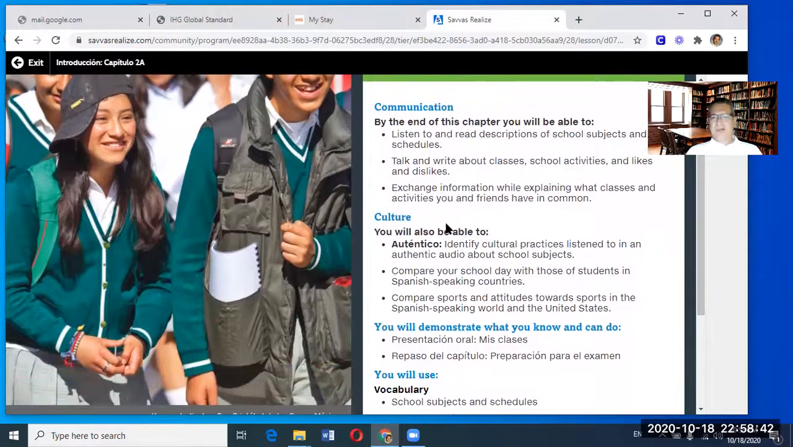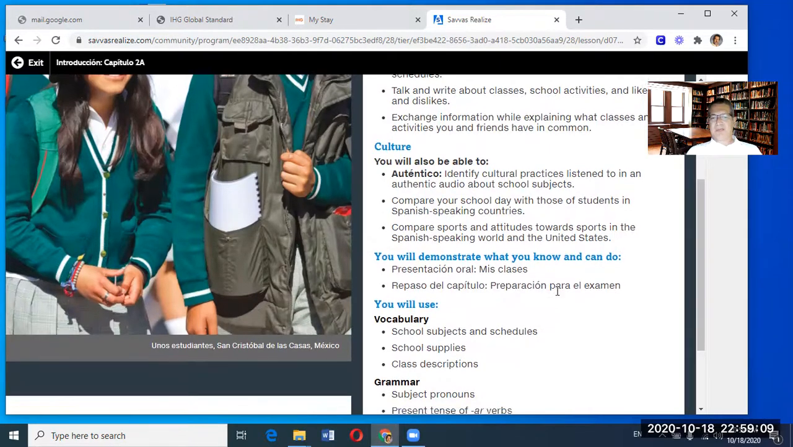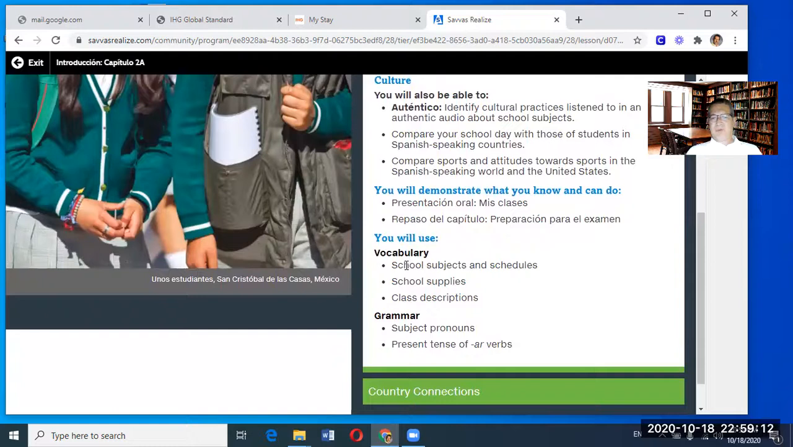On the culture side, you will identify cultural practices and listen to an authentic audio about school subjects. You will also compare your school day with those of students in Spanish-speaking countries, and also compare sports and attitudes towards sports in the Spanish-speaking world and the United States. We will have an oral presentation next week by the end of the chapter. On the vocabulary, we will learn about school subjects and schedules, school supplies, and class descriptions. And on the grammar side, we'll learn about subject pronouns and the present tense of AR verbs.